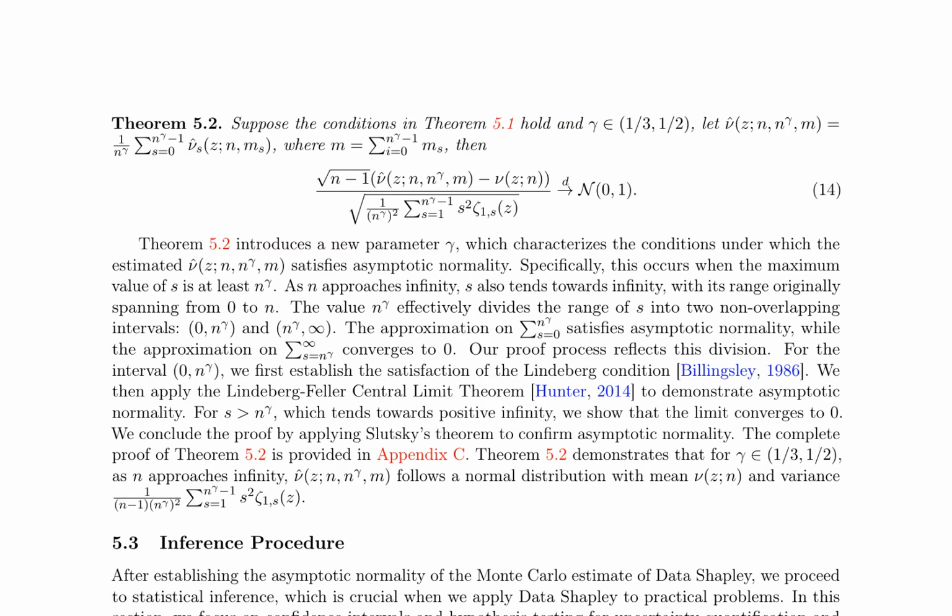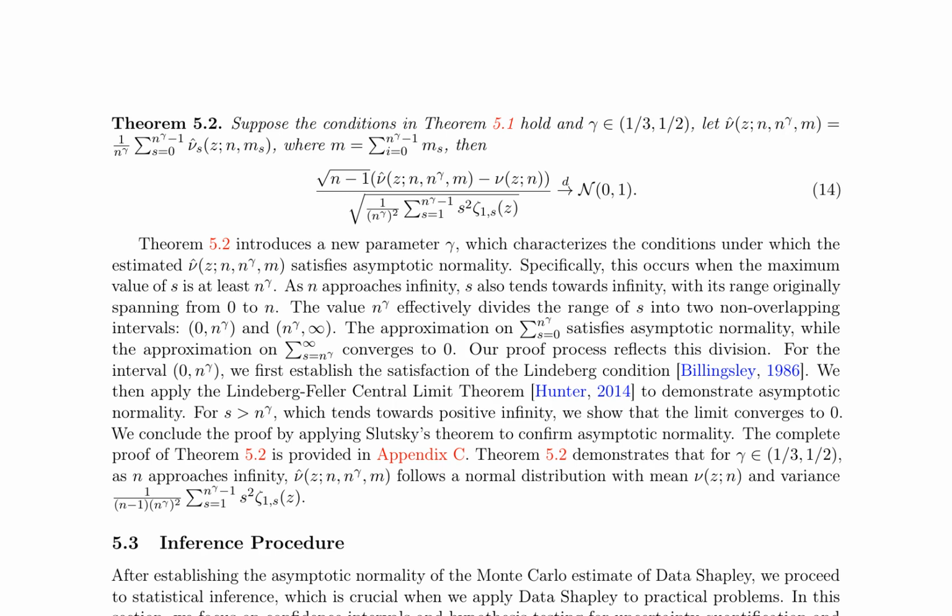Theorem 5.2 introduces a crucial parameter gamma, essential for the asymptotic normality of the estimated Data Shapley value. This normality holds when the maximum value of S is at least n gamma. The proof process involves establishing the Lindeberg condition and applying the Lindeberg-Feller central limit theorem to demonstrate asymptotic normality. For S greater than n gamma, the limit converges to zero, and Slutsky's theorem confirms asymptotic normality.